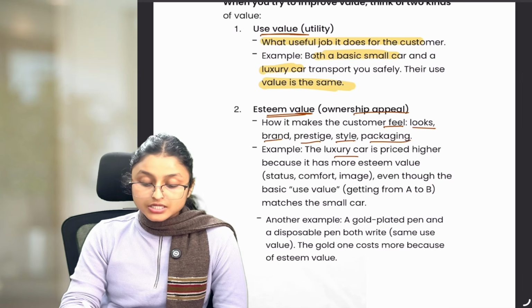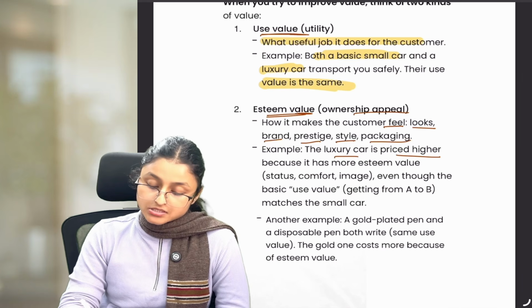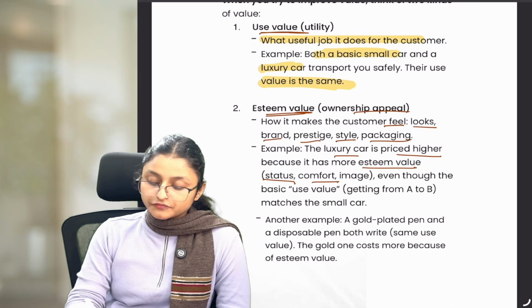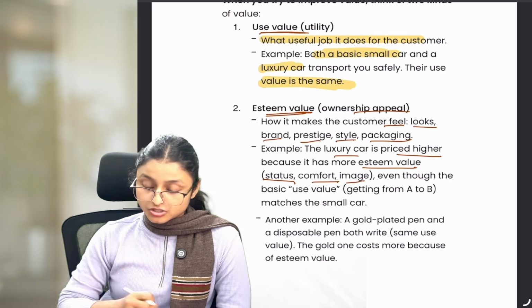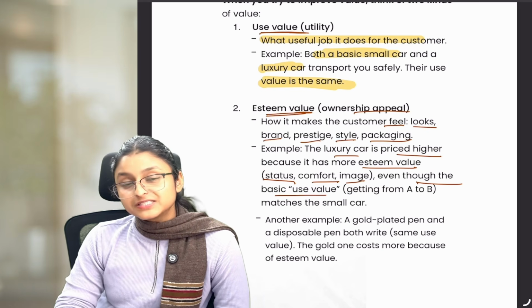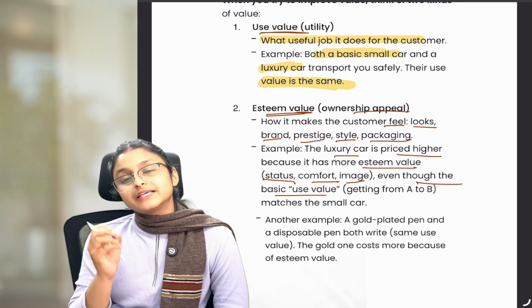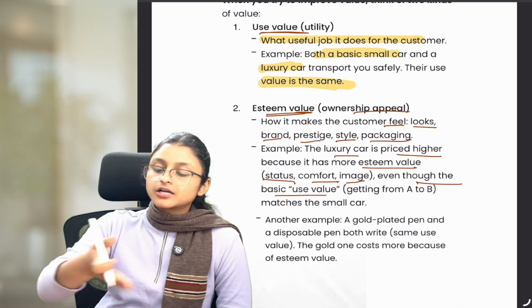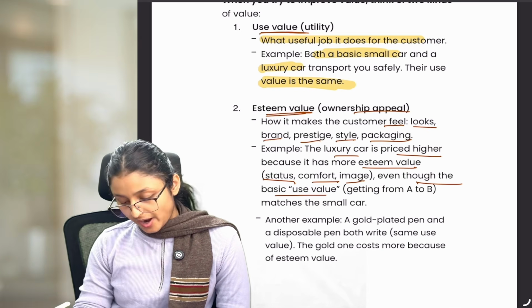For example, a luxury car is priced higher because its esteem value is higher, because it provides status, comfort and image. A brand image is there for that product. Even though the basic use value might be the same for the product, esteem value is the one which makes a luxury car different from a normal small car.